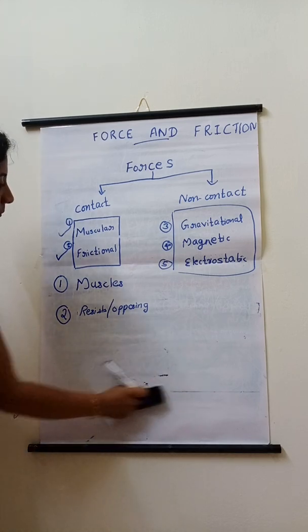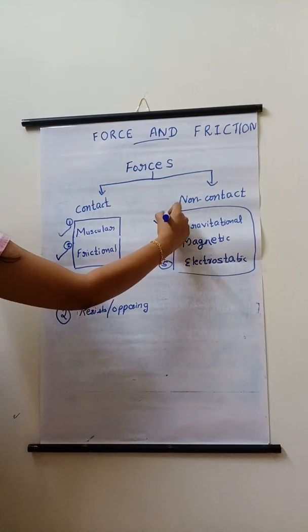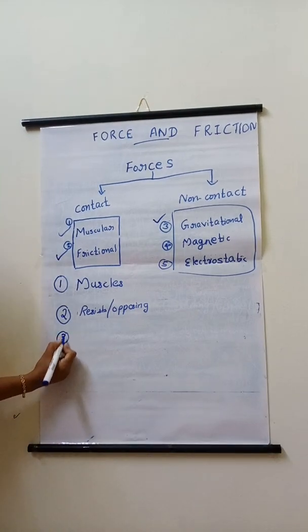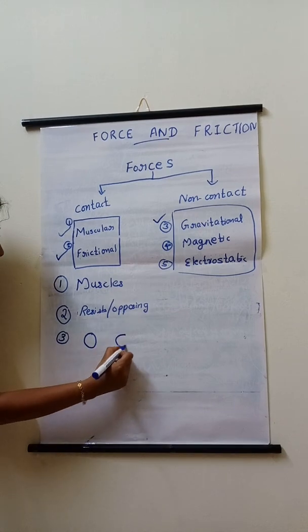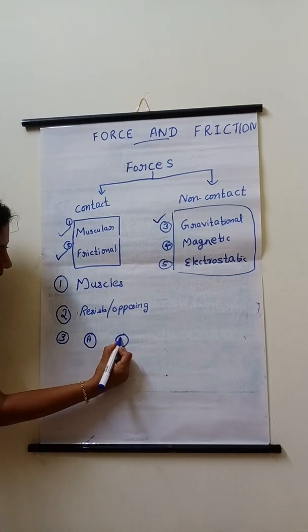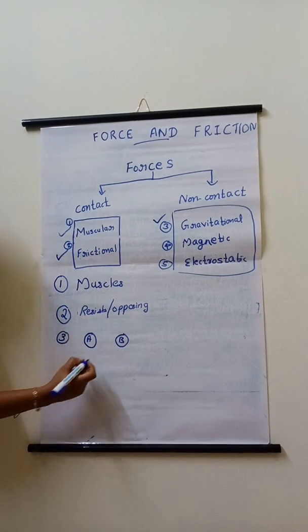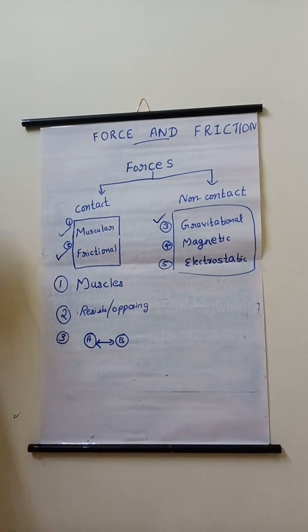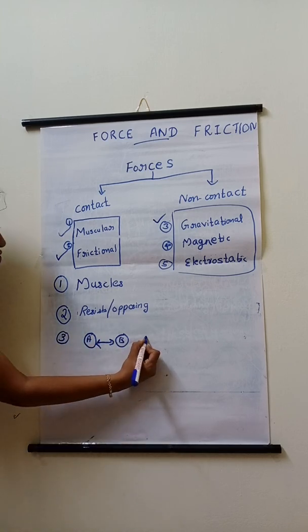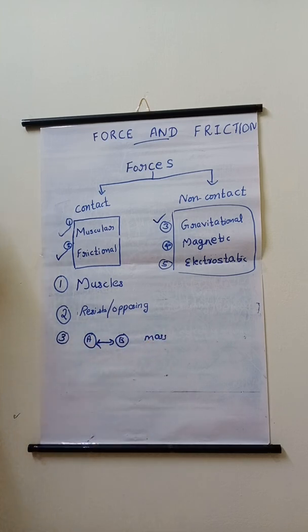Next one is gravitational force. So next one is our third point, that is gravitational force. Gravitational force is the universal force of attraction that exists between any two objects that have mass. So if you are considering any two objects, let the two objects be A and B, gravitational force is the force which exists between any two objects, and the condition is that these two objects should have mass.